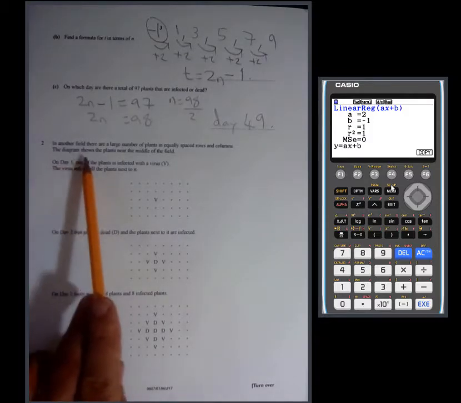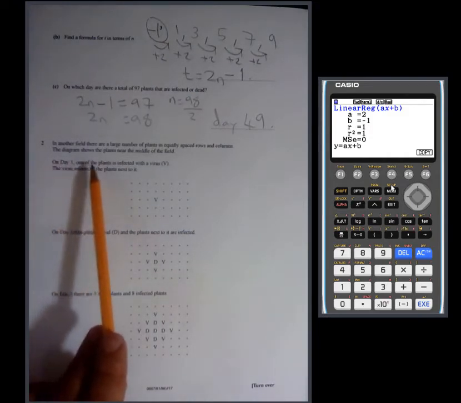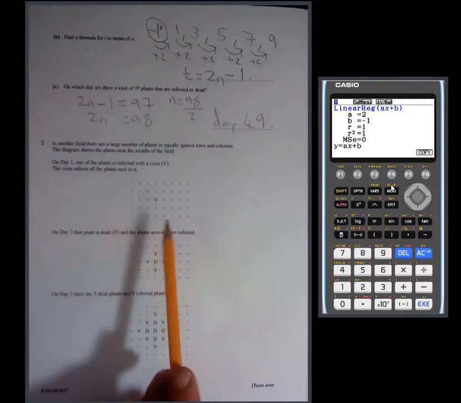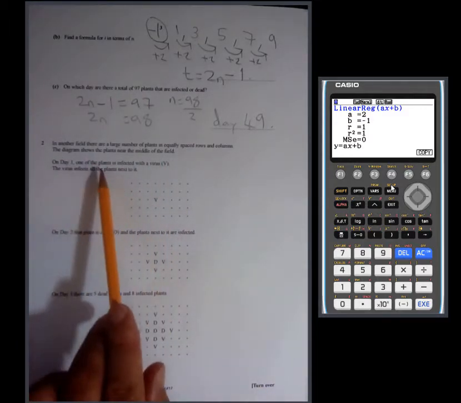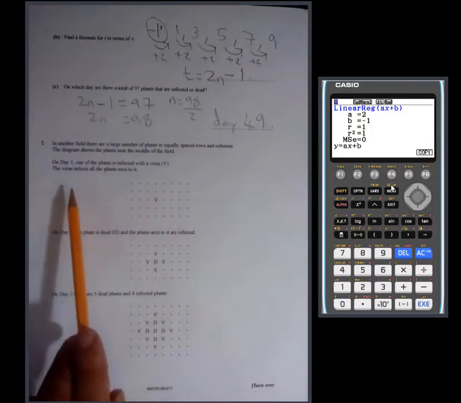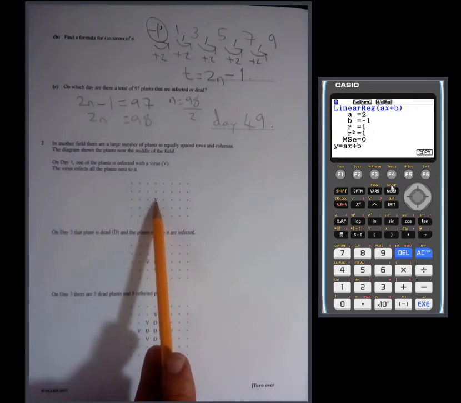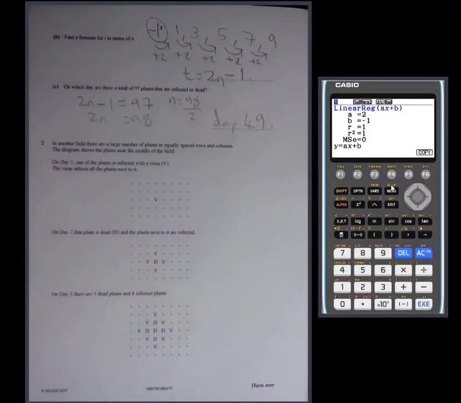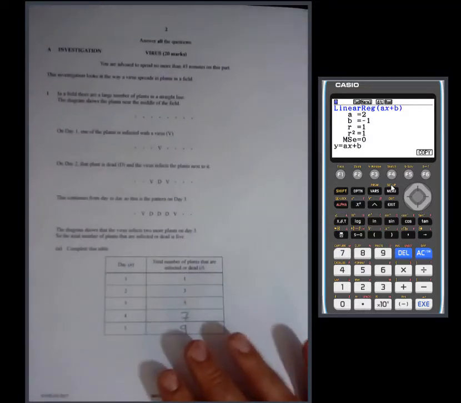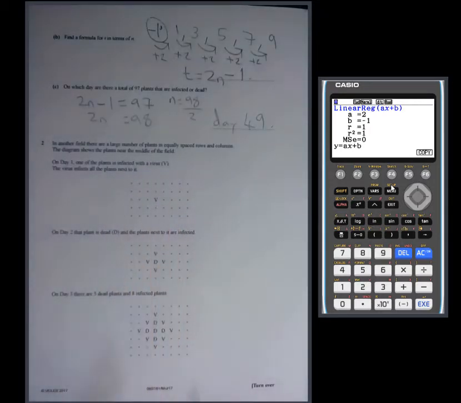Right, in another field, there are a large number of plants in equally spaced rows and columns. The diagram shows the plants near the middle of the field. So here you go. You've got this. On day one, one of the plants is infected with a virus. There it is. And then you've got a lot of plants next to it, and it infects lots. So if we just look at day 1, you have got a plant with a virus and lots of healthy plants around it. The difference between this and question 1 is that before it was a line, and now you've got the virus spreading in 2 dimensions, right?